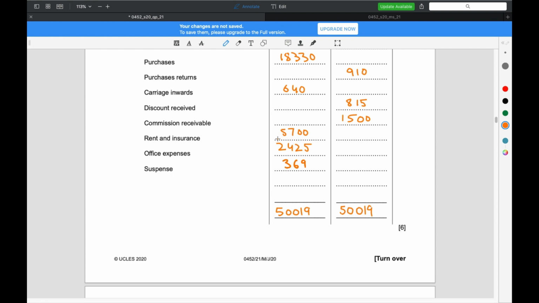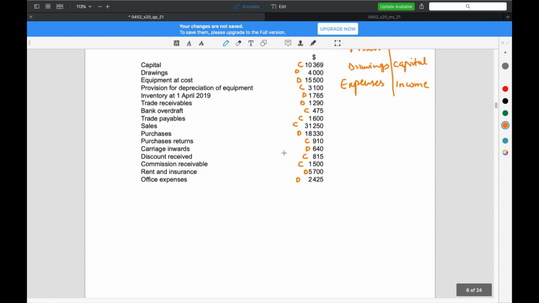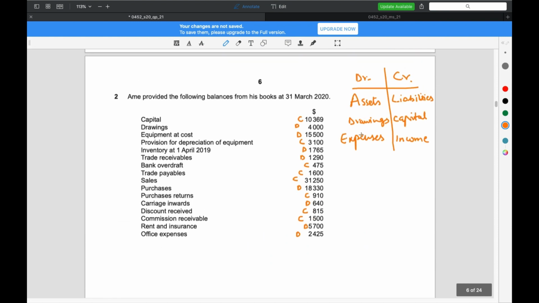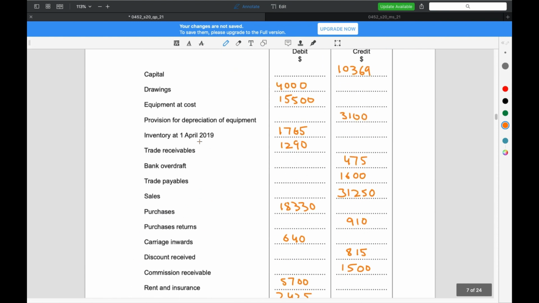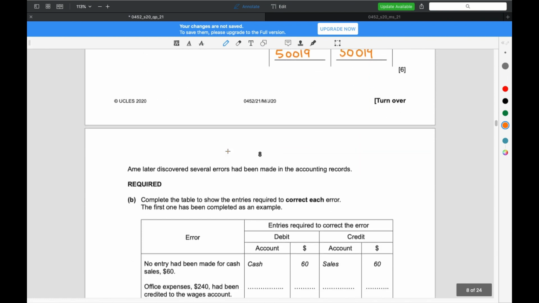So this was fairly simple. All you need to do is make sure that your debits and credits are really strong, and that's basically how you would do this.